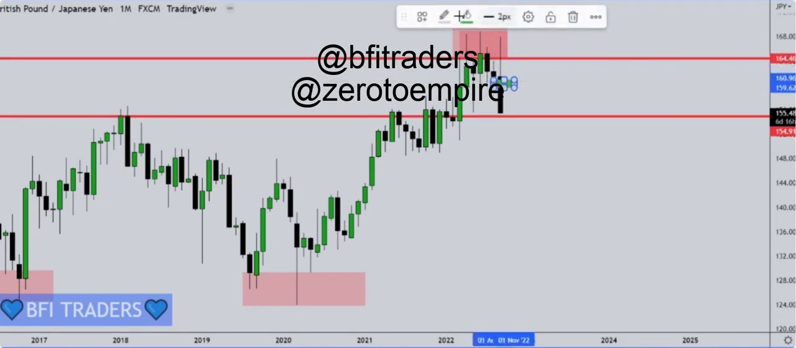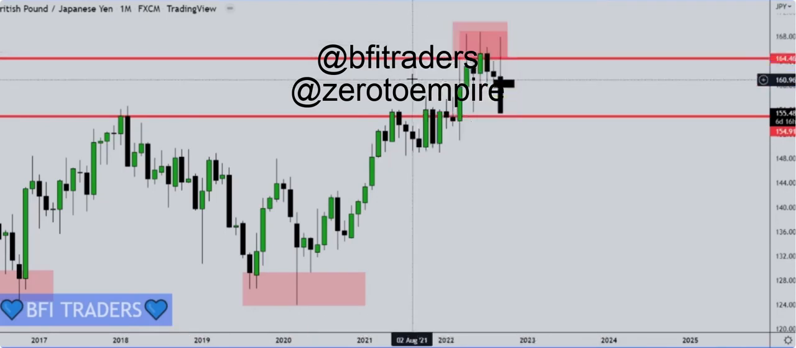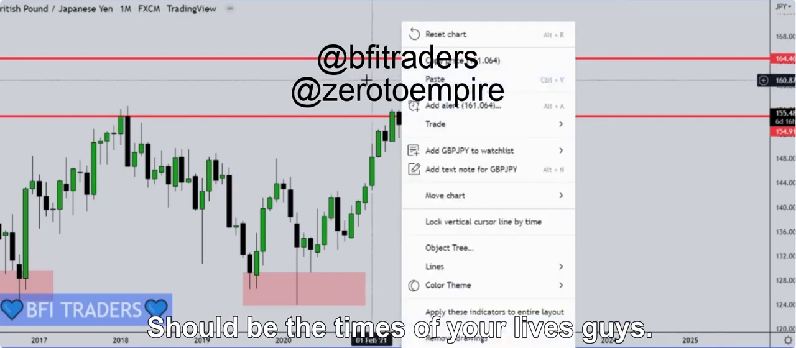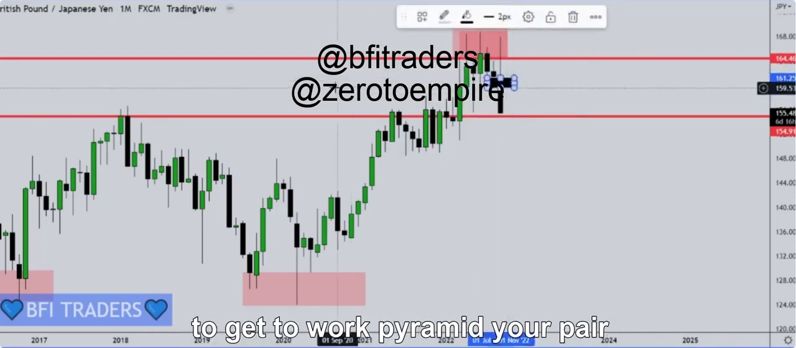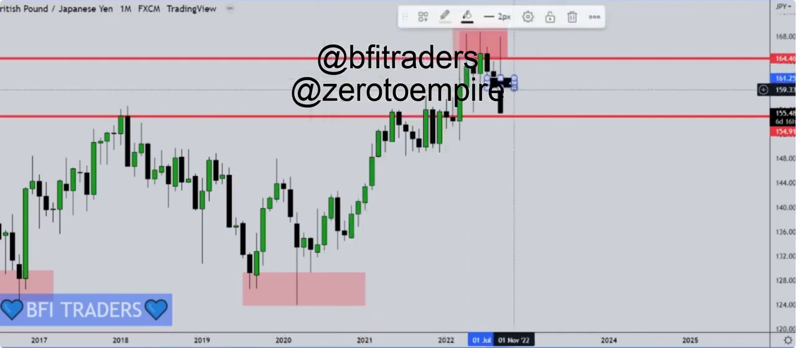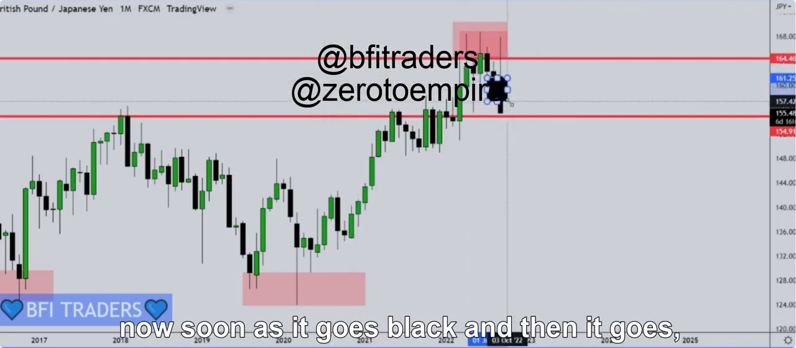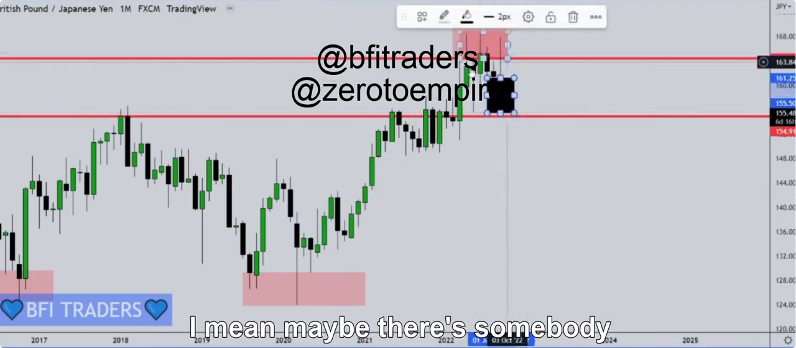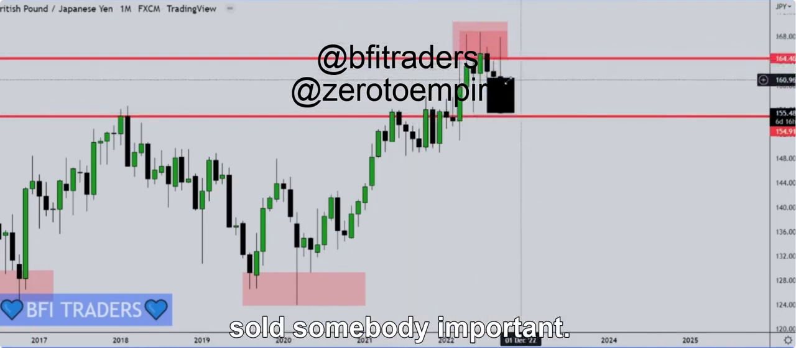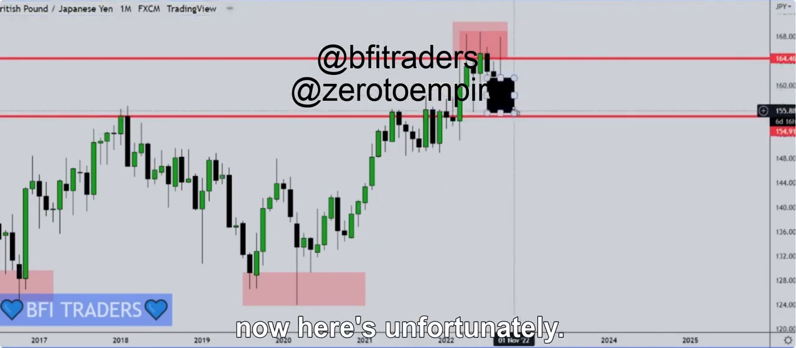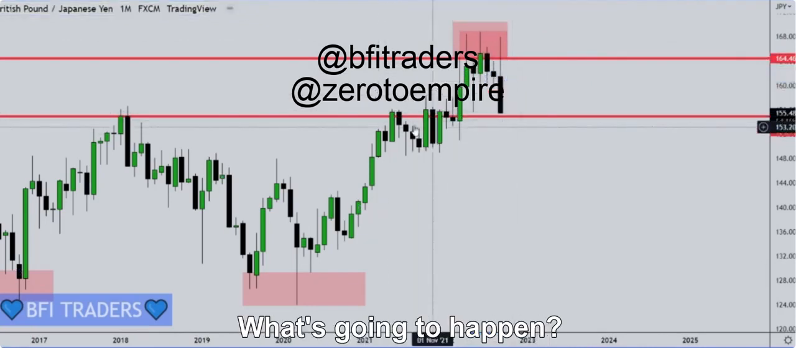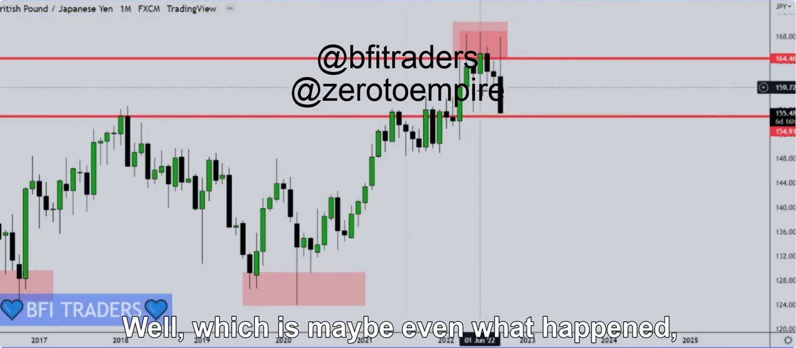goes black, I mean, this should be the times of your lives, guys. You should manage your risk, get to work, pyramid your pair. Now, as soon as it goes black, and then it goes, I mean, maybe there's somebody sold, somebody important. Okay. Now, here's unfortunately what is going to happen. Well, which is maybe even what happened.